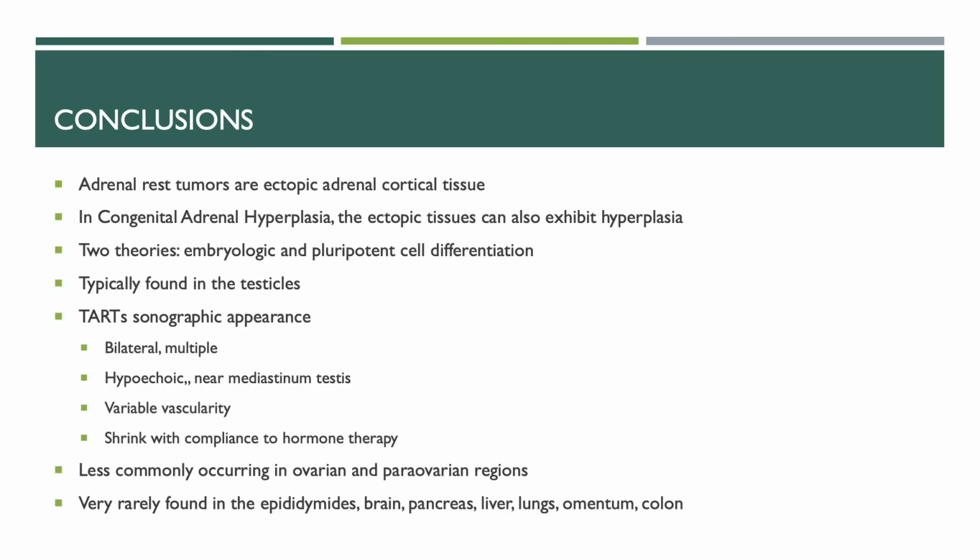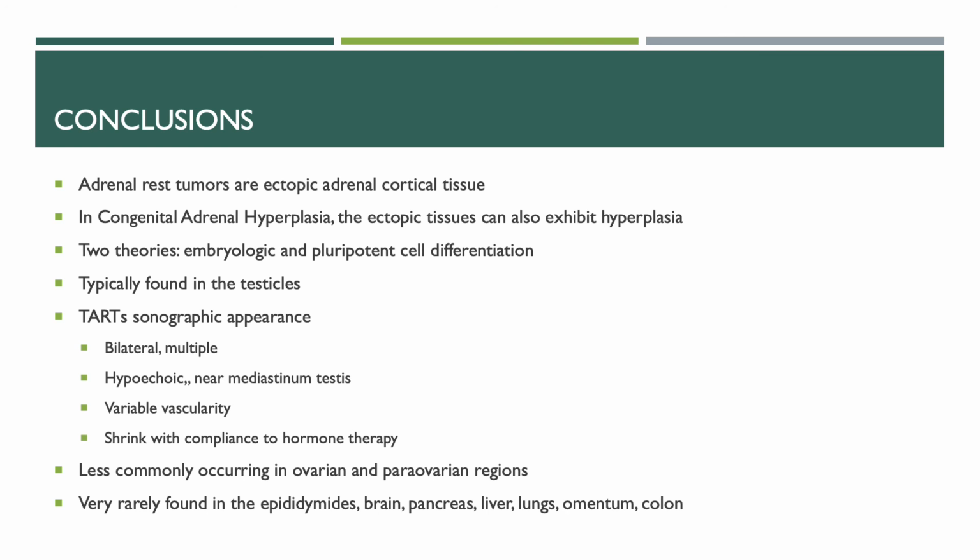I would like to wrap up with a few key points. Adrenal rest tumors are ectopic adrenocortical tissue. In congenital adrenal hyperplasia, the ectopic tissues exhibit hyperplasia the way the adrenal glands do. There are two main theories as to why adrenal rest tumors occur. The first is embryologic. The thought is that the adrenal tissue adheres to the gonad during gonadal descent. The other theory is that the pathway is through pluripotent cell differentiation.